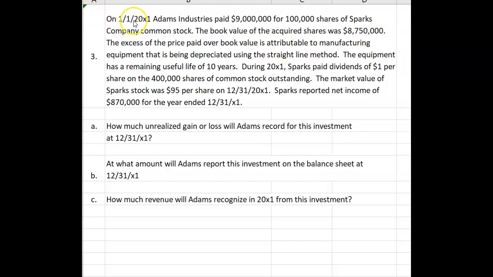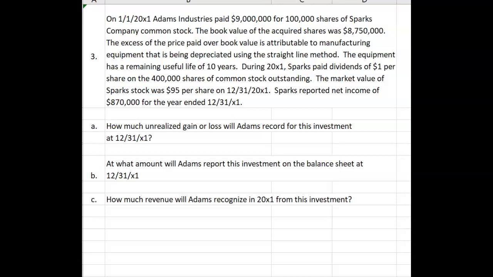On 1/1/X1, Adams Industries paid $9 million for 100,000 shares of Sparks Company common stock. The book value of the acquired shares was $8,750,000. The excess of the price paid over the book value is attributable to manufacturing equipment that is being depreciated using the straight line method. The equipment has a remaining useful life of 10 years.